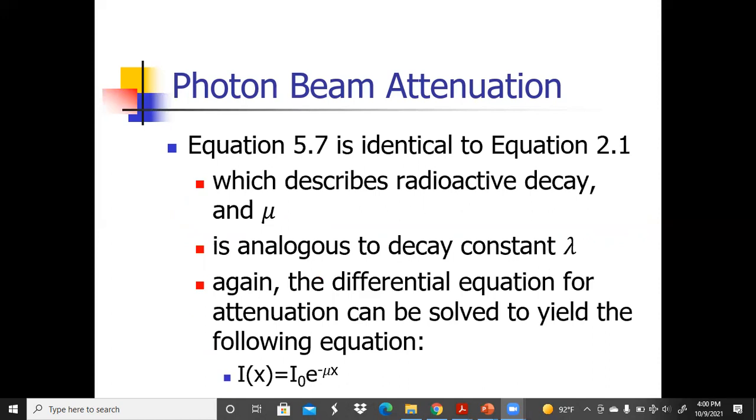So equation 5.7 is going to be identical to equation 2.1. When you're talking about radioactive decay, you're looking at exponential decay. Same type of thing going on here with the linear attenuation coefficient. It's very much analogous to the decay constant. And you can solve this particular equation in order to be able to find what you're looking for.